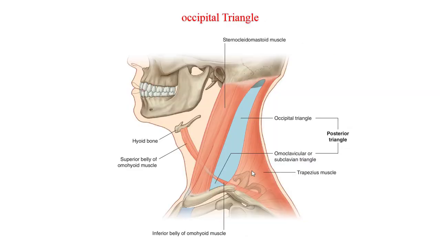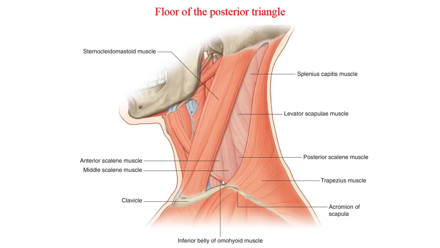Above the supraclavicular triangle is the large occipital triangle, also known as the omotrapezius triangle, and this is the second part of the posterior triangle of the neck. It's bordered anteriorly by the posterior border of the sternocleidomastoid muscle, posteriorly by the trapezius muscle, and inferiorly by the inferior belly of the omohyoid muscle. And the floor is made by the splenius capitis, the levator scapulae, and the middle scalene muscle.